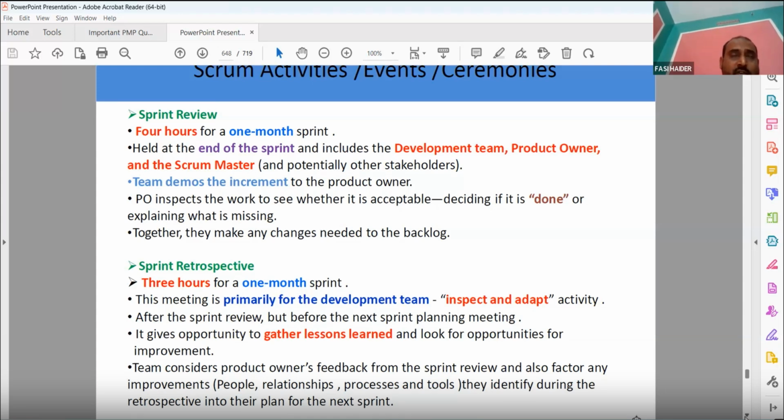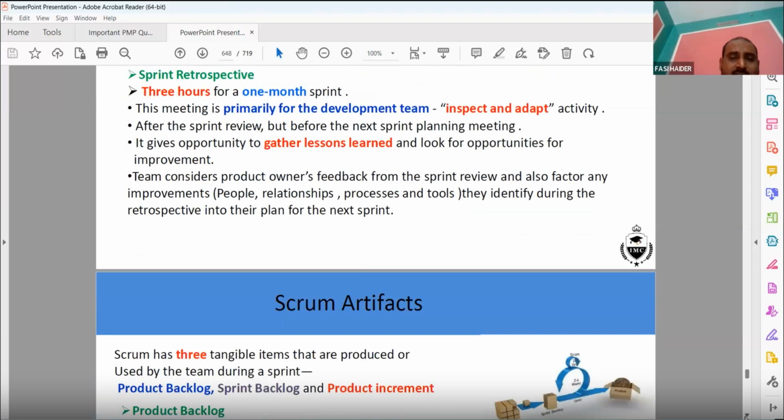Then the sprint retrospective. In a retrospective, what did you do well, and what did you do badly? Like lessons learned. It is three hours per month-long sprint. So in one month, you have to do three hours of this. The time limit and everything is defined.